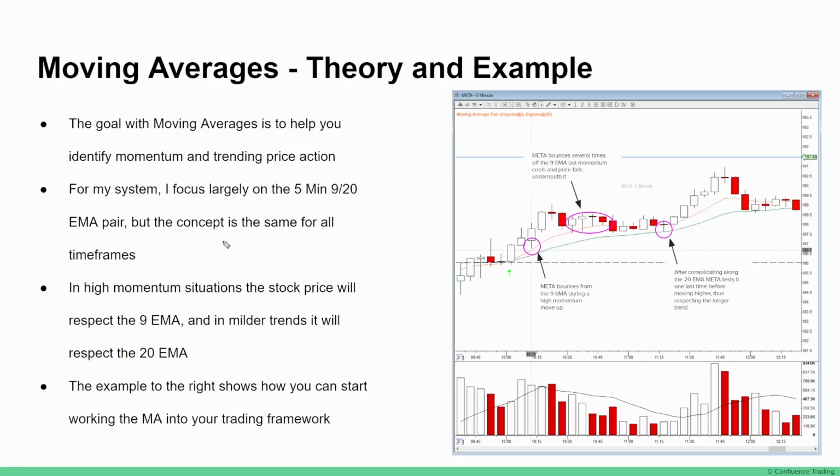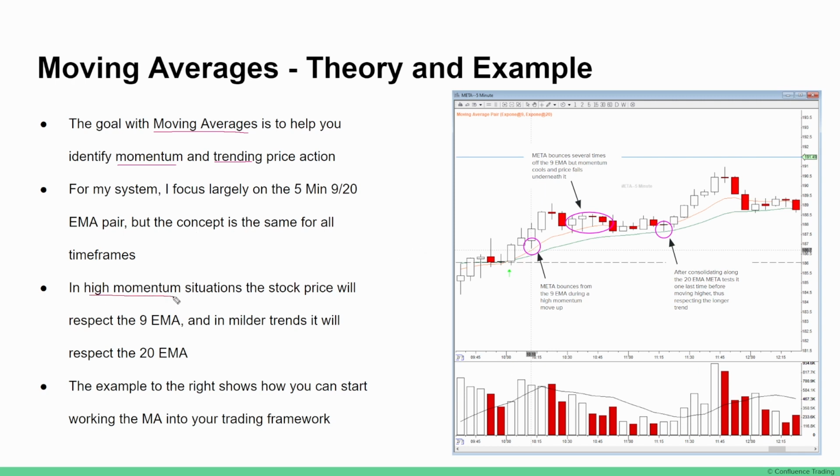Now that we've covered the setup of the moving average, I'll give you a little bit of the theory behind why I use it on my chart and why most people use moving averages. The goal with moving averages is to help you identify two things: momentum and trend. So again, for my system, I focus mostly on the 5-minute chart and mostly on the 9 EMA and the 20 EMA pair. But really, this concept is the same for every single time frame.